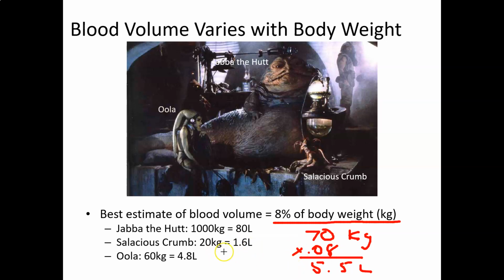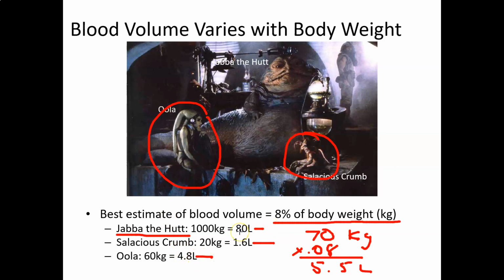To kind of give you an idea of what we're looking at, here are some of the Star Wars figures where you have Jabba the Hutt, who weighs 1,000 kilograms. So times 0.08, he would have 80 liters of blood. Salacious Crumb, right? That's this little guy right here. He weighs about 20 kgs, so 20 times 0.08 is 1.6 liters. And then we have our other figure here who weighs about 60 kgs, which would be about 4.8 liters. So it's probably a better estimate.